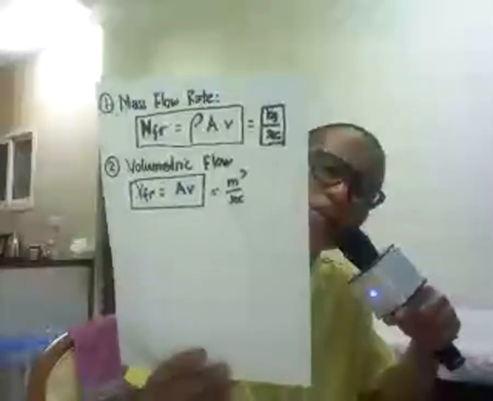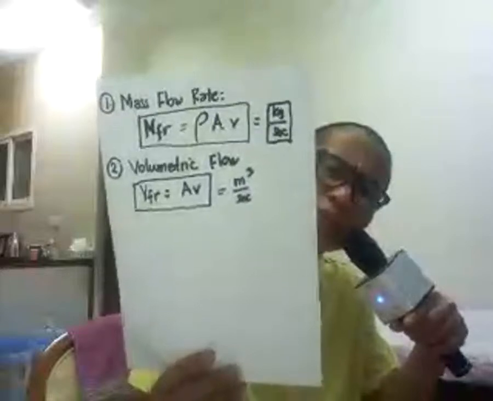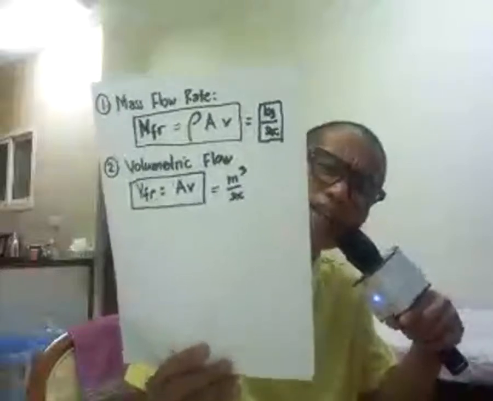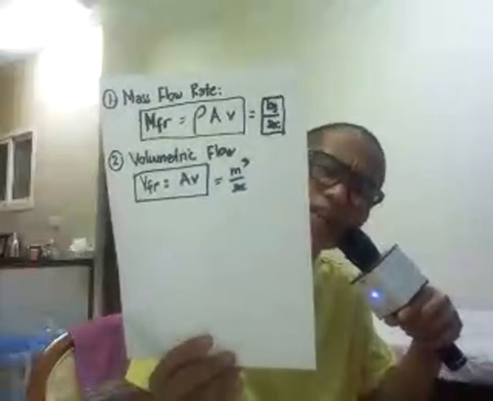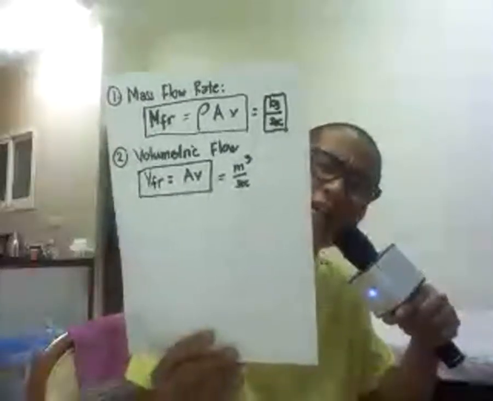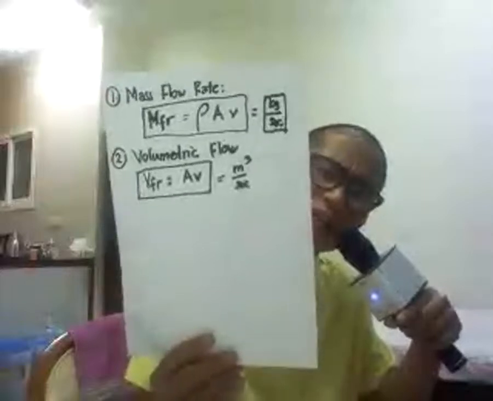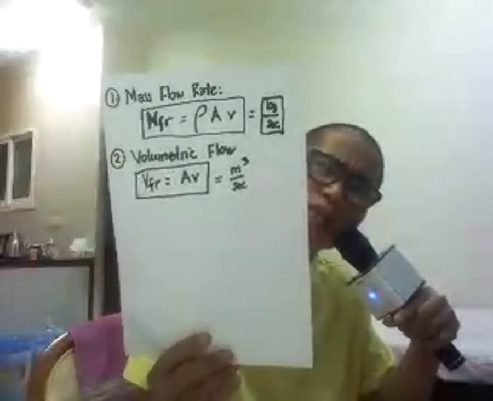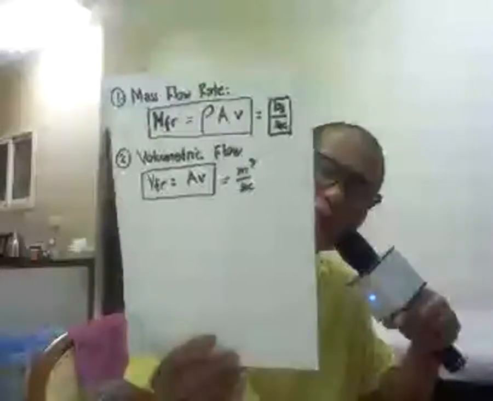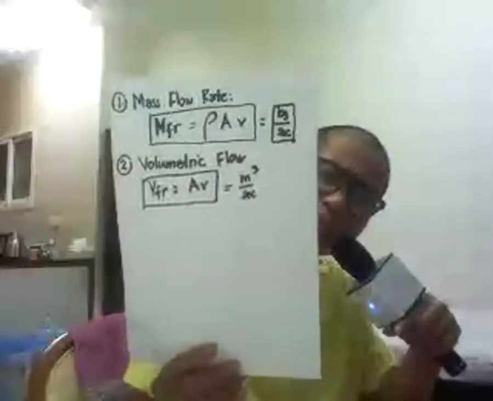Okay, the unit for the volumetric flow rate, since it is volume in the numerator, could be, let's say, cubic meter per second. Cubic meter is a volume. Or it could be cubic centimeter per second, gallon per second, or liter per second. Anything that is in terms of volume is your numerator, and the time is the denominator. So that is your volumetric flow rate. Mass flow rate is usually expressed in pound per second or kilogram per second.